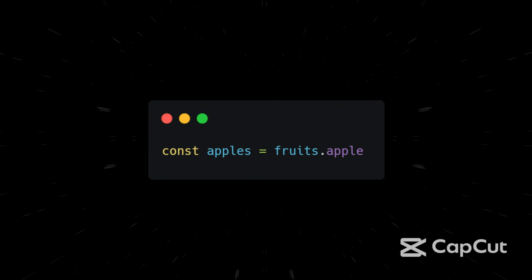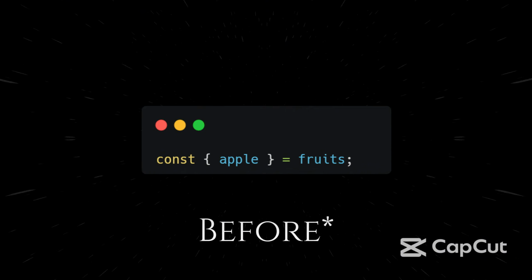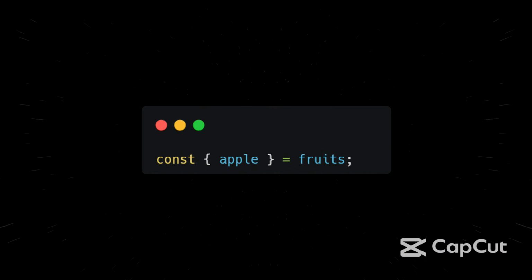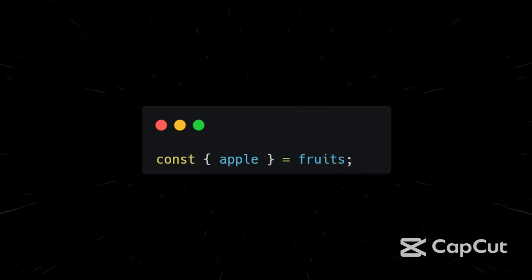So we create a constant and specify that inside the object, after the equal sign, we only want to take the apple property. By doing so, we tell JavaScript that our constant is named after the property name, which in this case is apple.